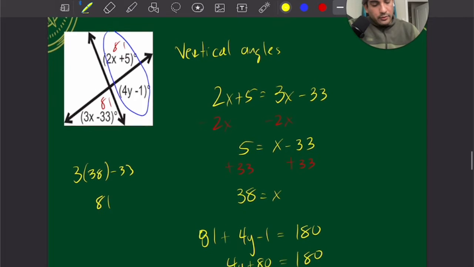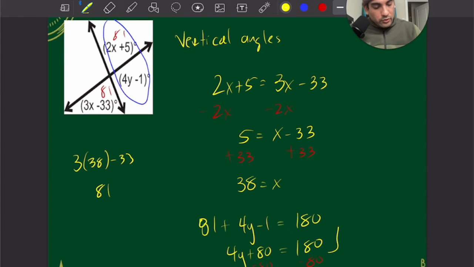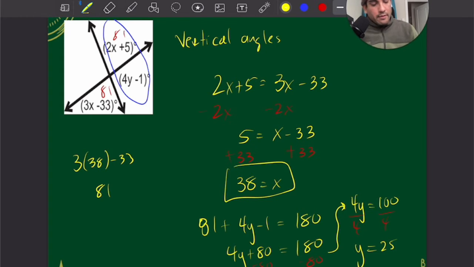I hope I have enough space. I'm actually going to move my work just a little further up here. So 4y is equal to 100. Last step, 4y equals 100, divided by 4. So y equals 25. Okay, so far I have x equals 38, y equals 25.